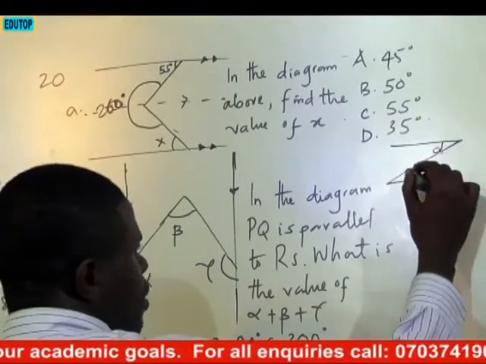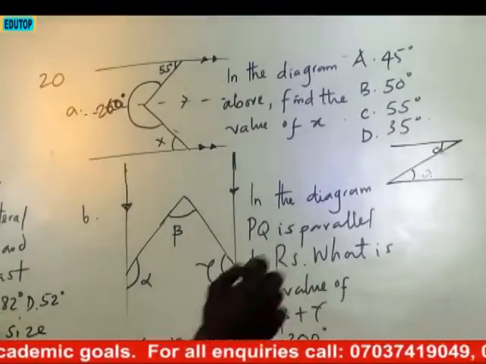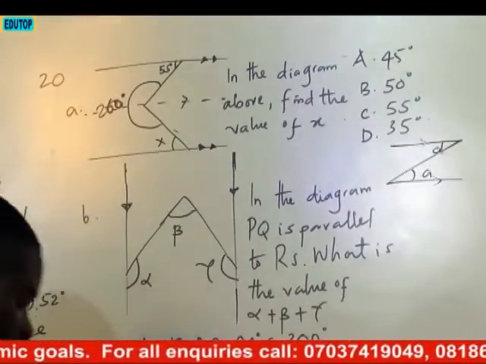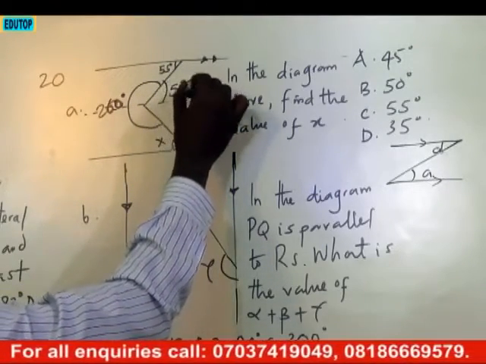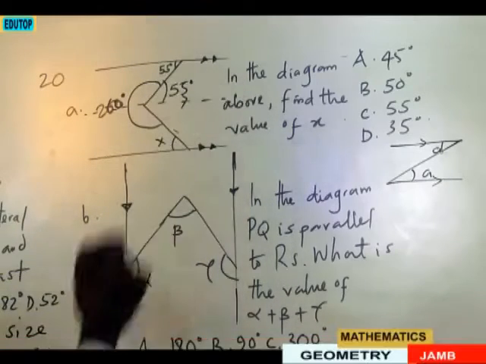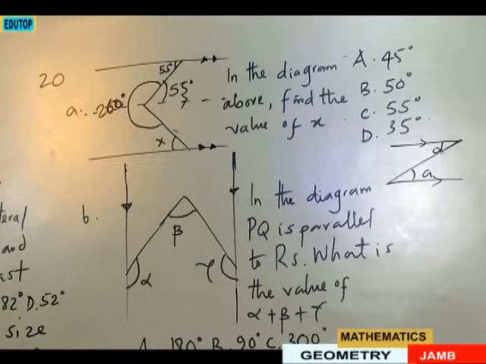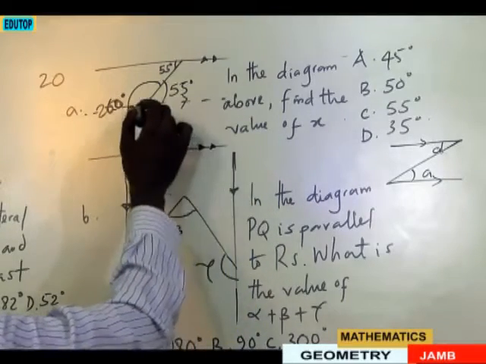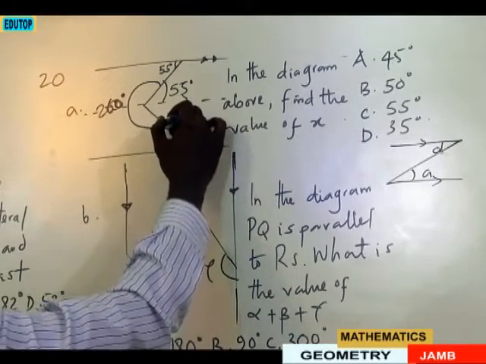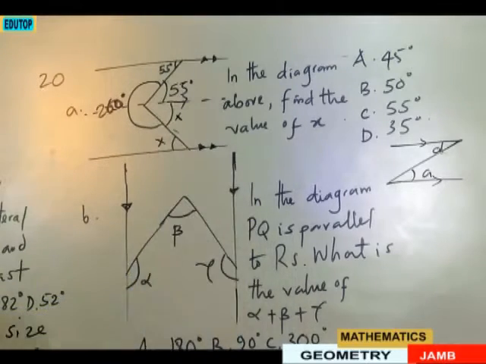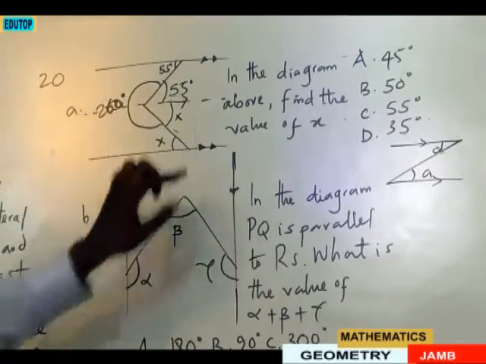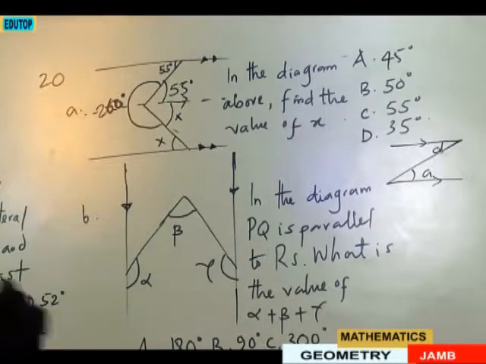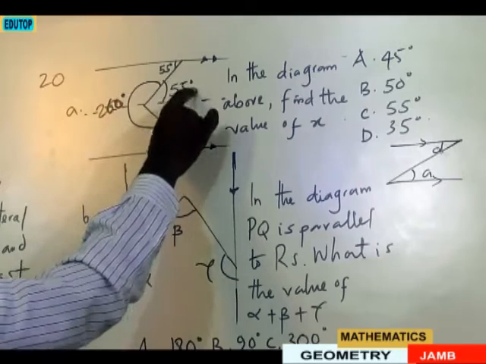If this place is A, I said this place is also going to be A, because they are alternate to each other. Since the two lines are parallel, that means this place is what? 55 degrees. Z. Look at it. Now, this is another Z. So if this place is X, automatically this place too will be X. The next concept here is that this one is the angle formed at a point. The angles that are formed at a point are 260, 55 degrees, and X.